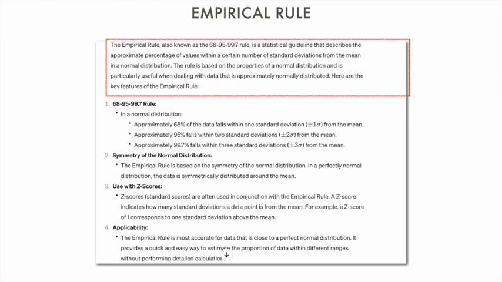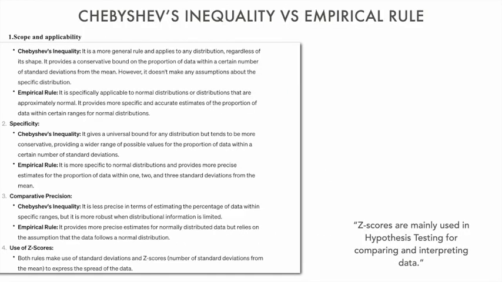So how does Chebyshev's inequality compare against the empirical rule? Scope and applicability, specificity, comparative precision, use of Z scores. Chebyshev's inequality is a more general rule that applies to any distribution. The empirical rule applies only to normal distributions. Specificity: Chebyshev's inequality gives a universal bound, but tends to be more conservative, providing a wider range of possible values for the proportion of data within a certain number of standard deviations. Whereas the empirical rule is specific to the normal distribution and provides more precise estimates for the proportion of data within 1, 2, and 3 standard deviations.